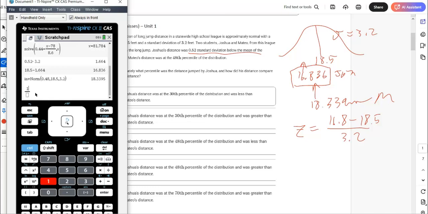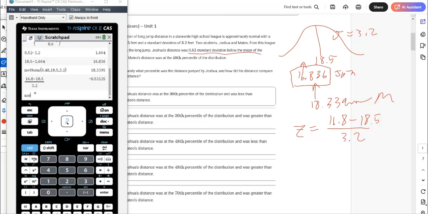So 16.8 minus 18.5 over 3.2. Well, that gives you the Z-score, and we could get the percentile from that, I think. So let's see. Oh, we don't need to do that. I could have done norm CDF. What am I doing? So norm CDF, this guy.